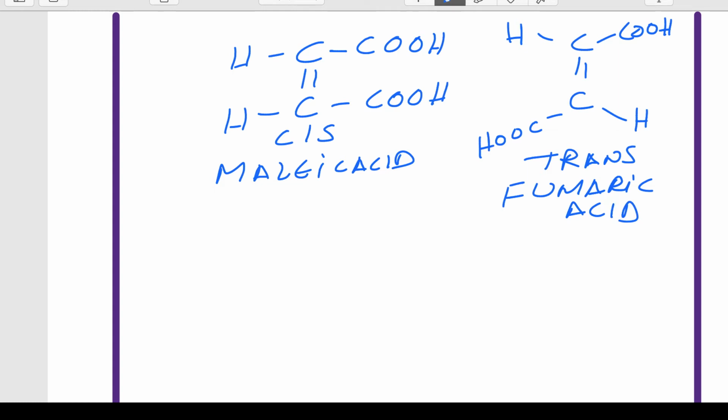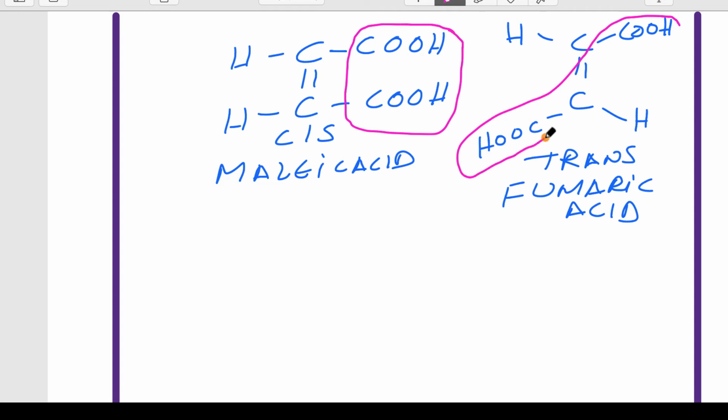See the arrangement here. The carboxyl groups are on the same side, whereas here you can see the carboxyl groups on opposite sides. That is fumaric acid. So the arrangement of the groups around the carbon-carbon double bond leads to the formation of two types of geometric isomers.